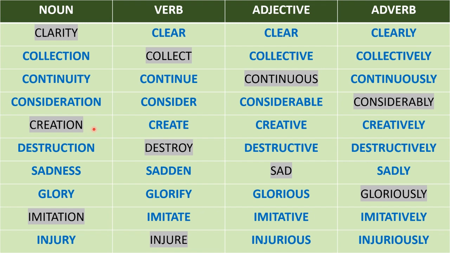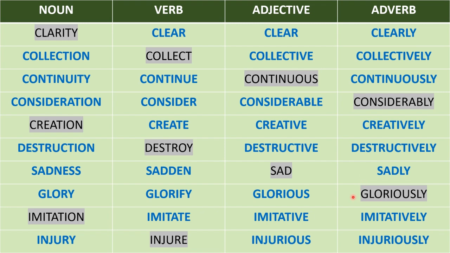Then already given is the noun creation. Verb form is create, adjective creative, and adverb creatively. Then the next one, verb is given destroy. Noun is destruction, adjective destructive, and adverb destructively. Then you have the adjective form is given sad. Noun of sad is sadness. Verb is sadden, and adverb is sadly.